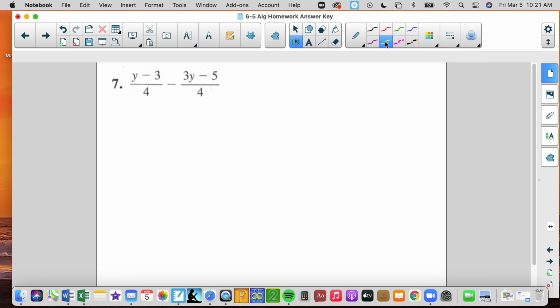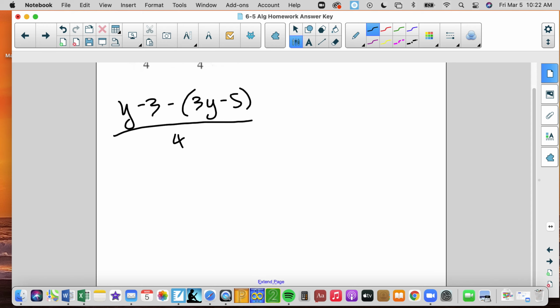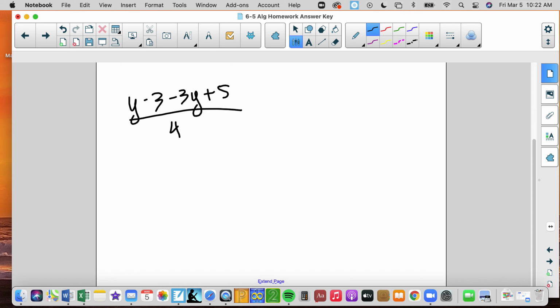We again have a negative that we have to distribute. So we have y minus 3 minus the quantity 3y minus 5 all over 4. We'll distribute it: y minus 3 minus 3y plus 5 over 4. Let's combine like terms. We have y's and constants. So we have positive y and negative 3y, which makes negative 2y. We have negative 3 and positive 5, which makes positive 2 over 4.